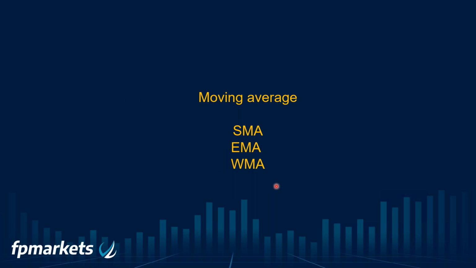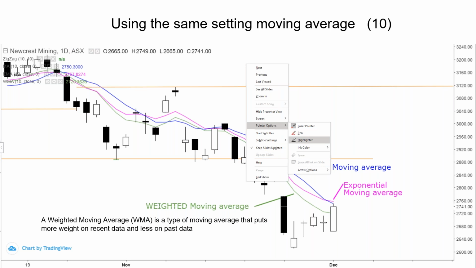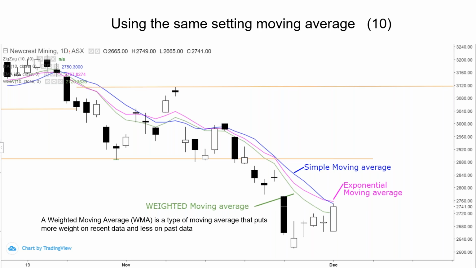So moving averages, there are three basic types of moving average: the simple moving average, SMA, the exponential moving average, EMA, and the weighted moving average, WMA. On a chart here, this is Newcrest Mining. It was taken a couple of days ago when I was putting this presentation together. It is a daily chart.